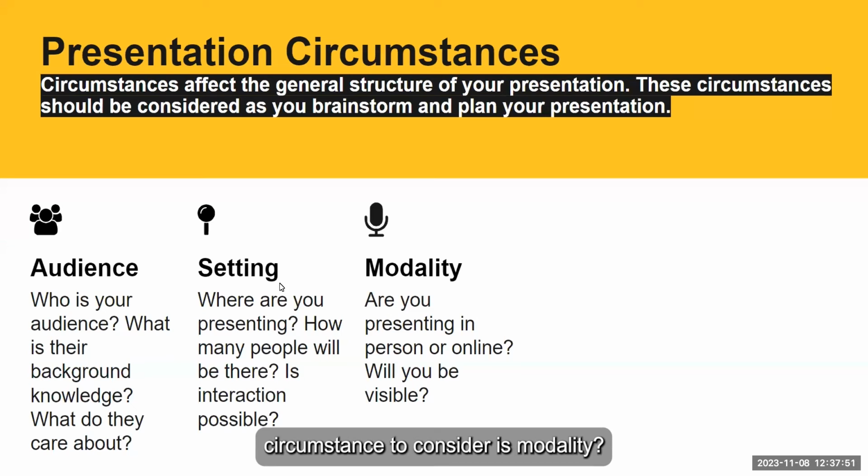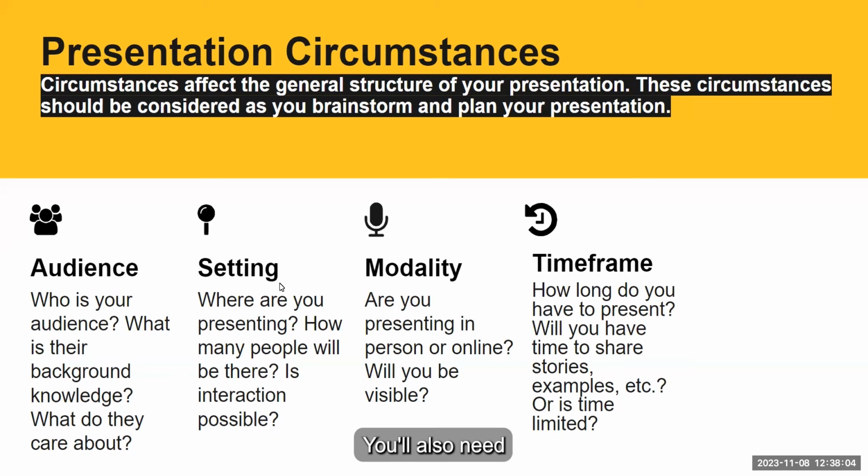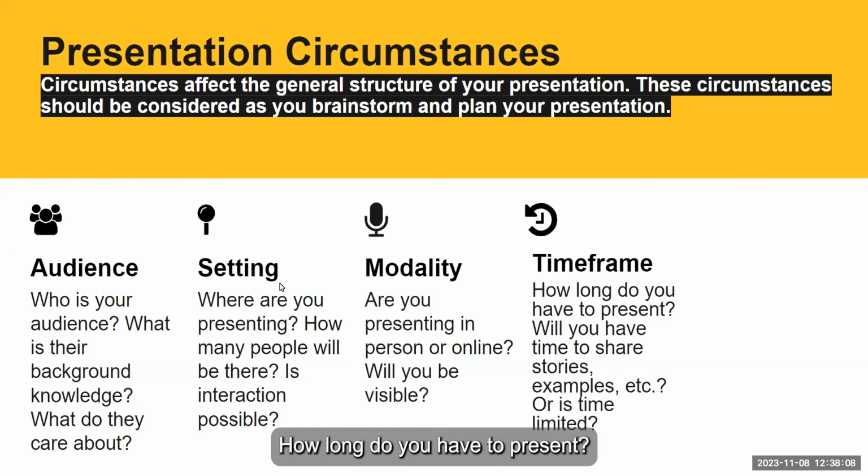The third circumstance to consider is modality. Are you presenting in person or online? Will you be visible? You'll also need to consider the time frame for your presentation. How long do you have to present? Will you have time to share stories or examples?